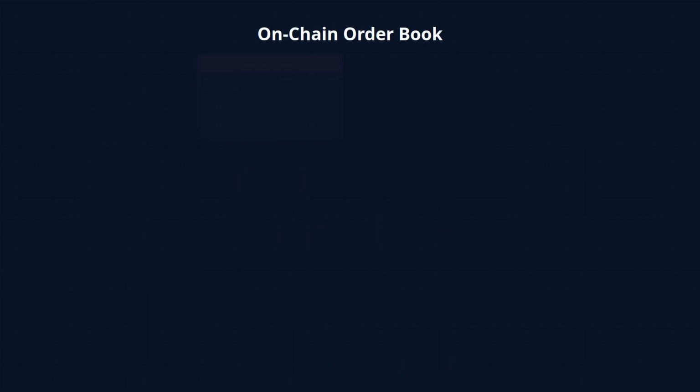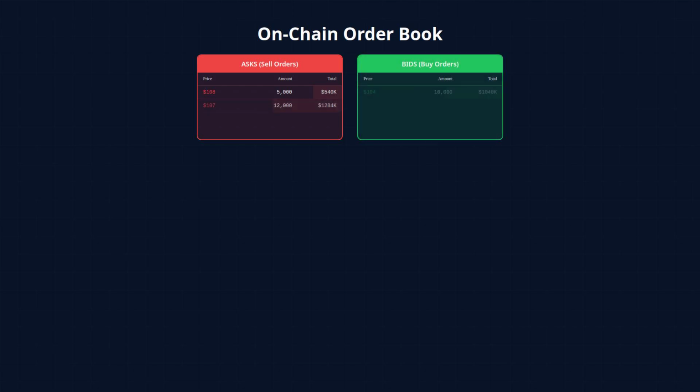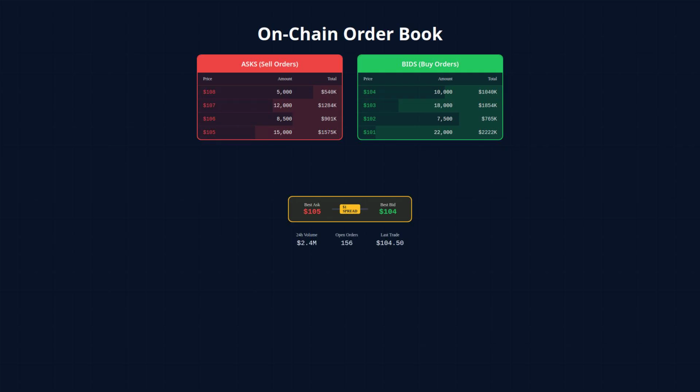The order book displays all active buy and sell orders. Sellers list tokens at their asking price. Buyers place bids at their desired price. When prices match, trades execute. The spread between best bid and ask shows market efficiency. Real-time depth visualization helps investors make informed decisions.